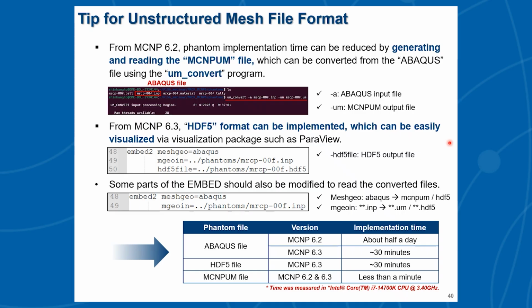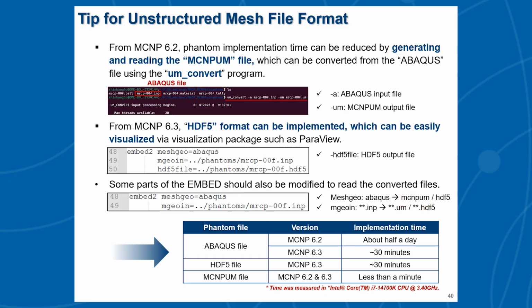From version 6.3, MCNP newly introduced the HDF5 format. Although the HDF5 requires the same amount of implementation time as the abacus file, it facilitates the visualization of the phantoms by implementing them in software such as Paraview. If you want to use MCNP or HDF5, all you need to do is to change the abacus in line 48 to the MCNP or HDF5. And then change the file name in line 49 in accordance with the new file name.